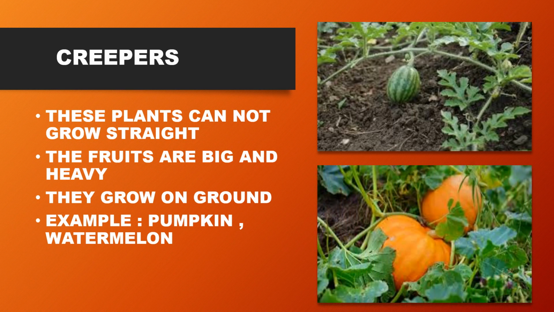In the same way, the pumpkin is very big. So can the pumpkin grow on a tree? No. So they grow on the ground, and because they grow on the ground, they are called creepers. What are they called? Creepers. They grow on the ground. They don't grow straight. Why? Because the fruits are big and heavy.